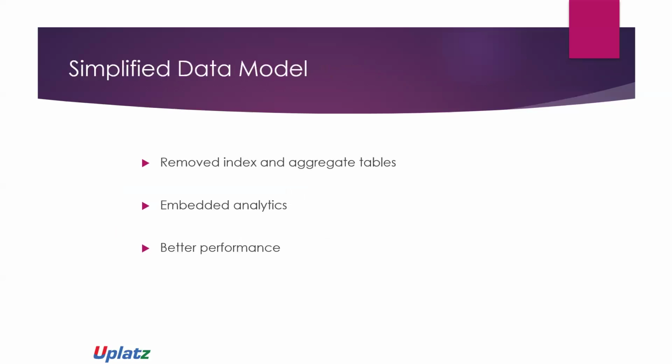Now I'm coming to the simplified data model. So why is it called the simplified data model? Because it removed the index and aggregate tables. It is using only a few tables like the ACDOCA table. Then embedded analytics. It uses an analytical approach and represents the data properly in graphical structures. And the final one is better performance, for which most of the organizations prefer to use the S4HANA model.